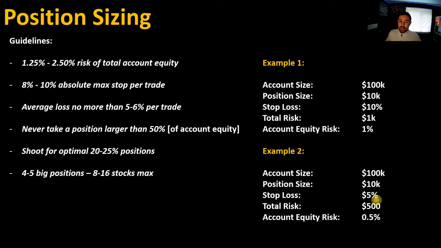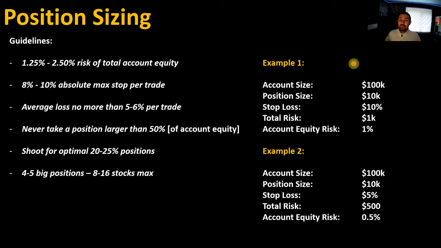Okay, in example number two, account size is the same, position size is the same, but we're just changing the stop loss from 10% to 5%. So now the total risk is not $1,000, it's $500. So the account equity risk is half. So instead of going for 1% of total account equity risk, it's now 0.5% total account equity risk. So you can see how you can tighten up the risk to your total account by looking for those tighter entries. So remember those examples we're going through. Do you want to go in with a 10% stop loss, a 5% stop loss, 3% stop loss? It all feeds in. You could have the same position size, but be risking much, much less. So hopefully that helps a little bit on position sizing.